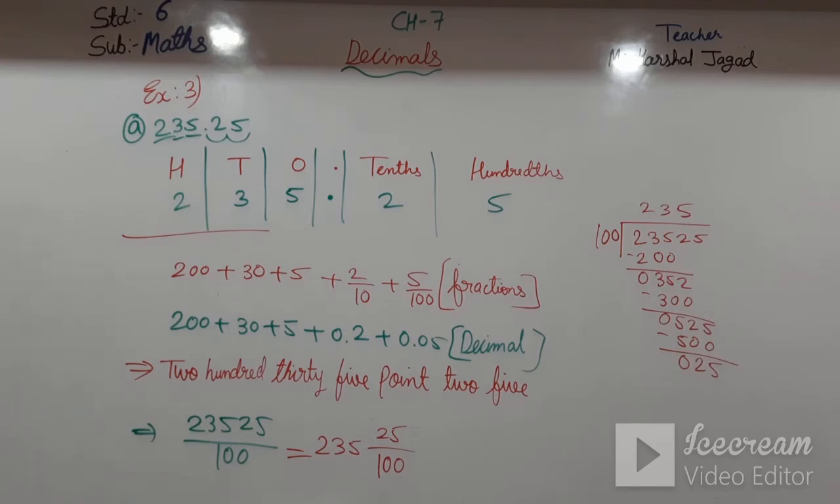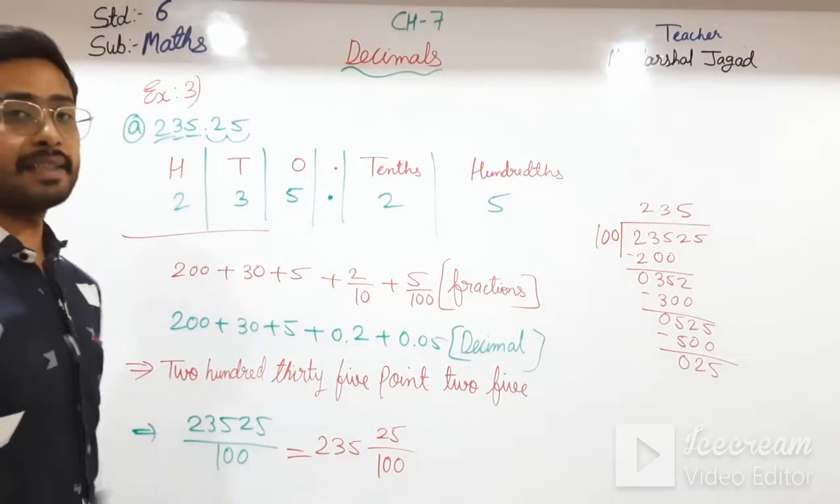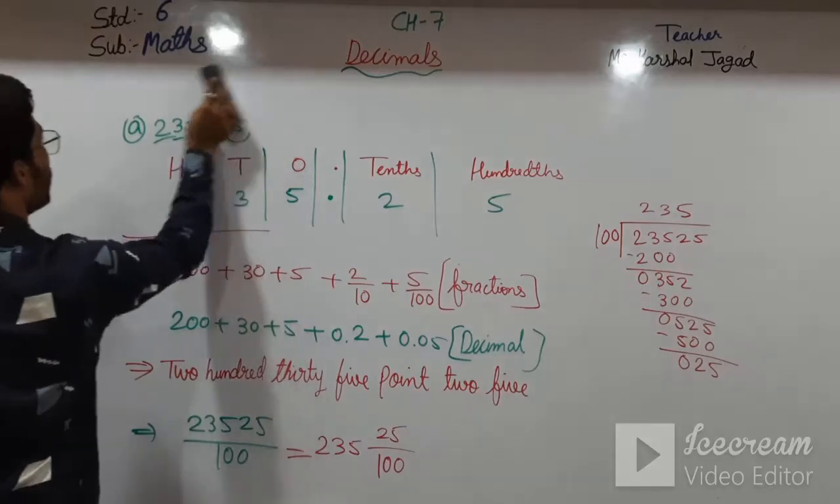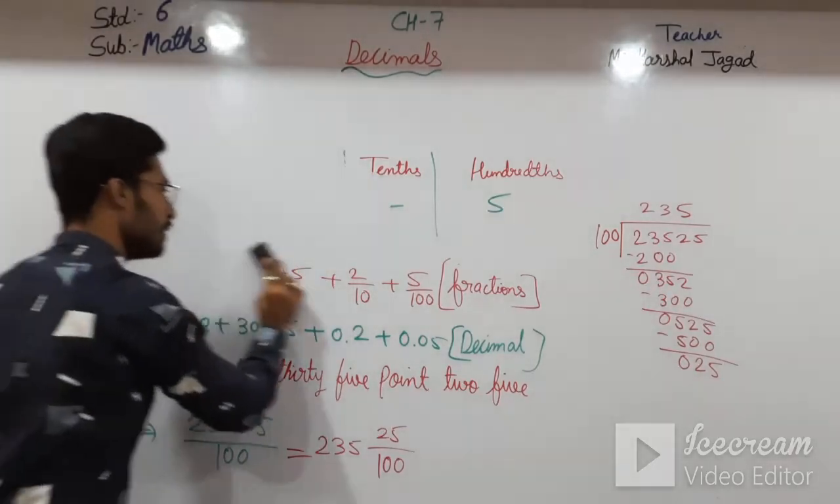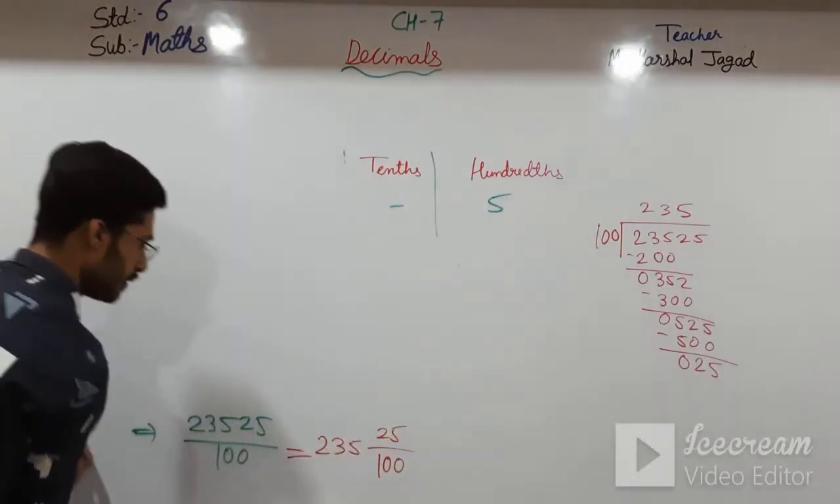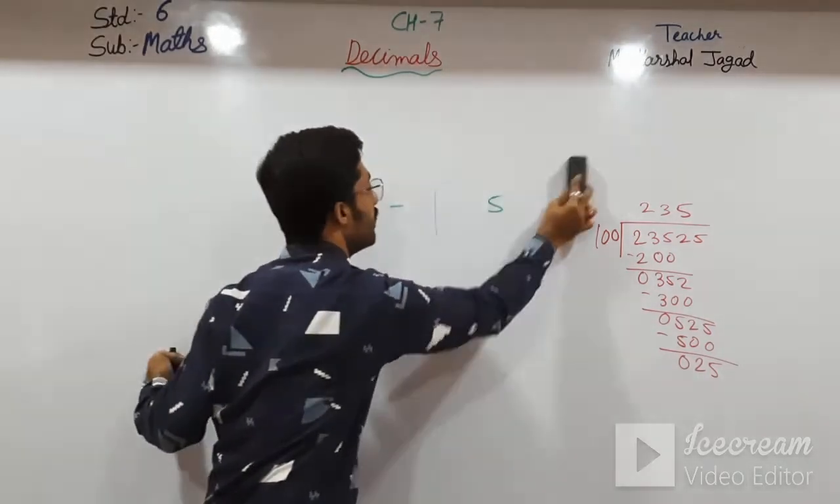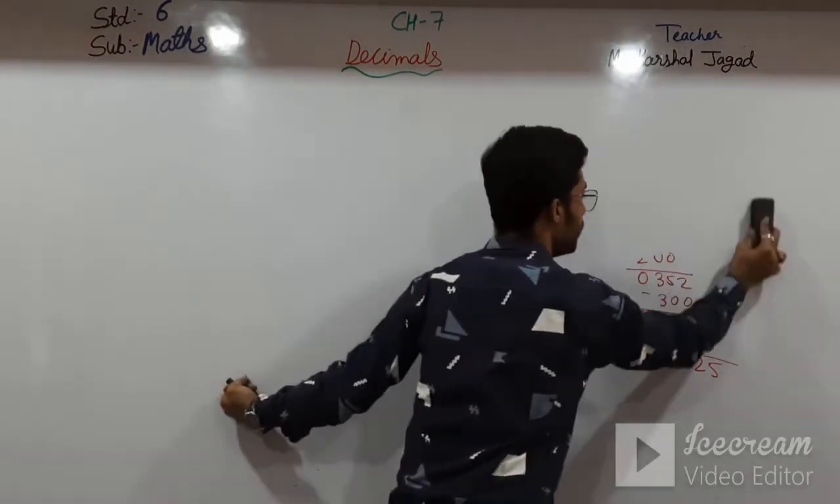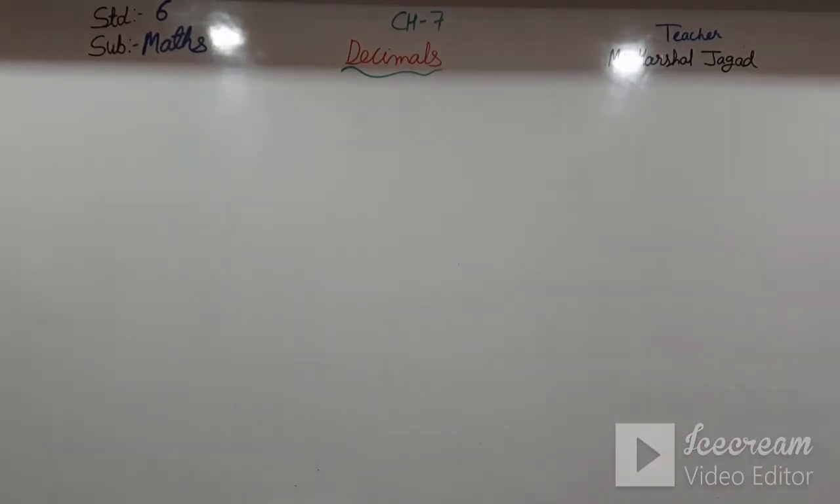Have you noted this down, students? This you have to do, all these things you have to do for B, C and D as given in your textbook. Now we are just moving to exercise 7A.